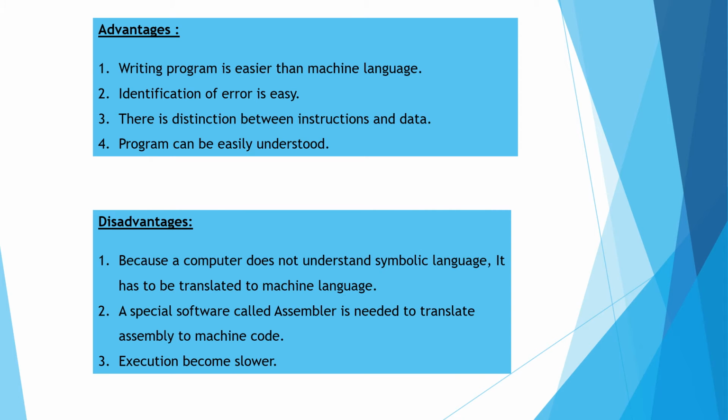Now look at the advantages of assembly language or symbolic language. Writing a program is easier than in machine language because here we are using the instructions in the form of words, not in the form of zeros and ones. The second advantage is that identification of errors is also easy, because you can get the meaning of the instruction which we are writing in the program.